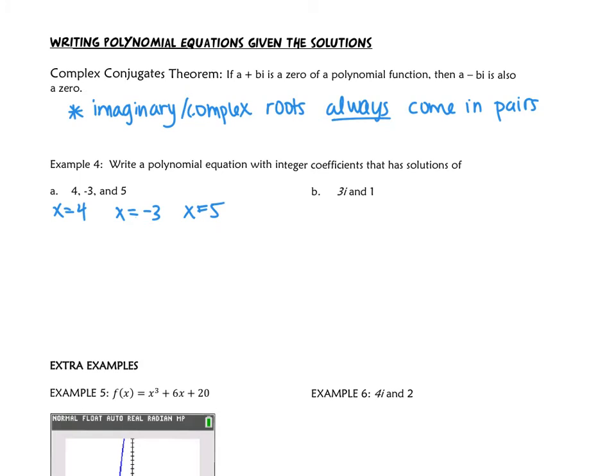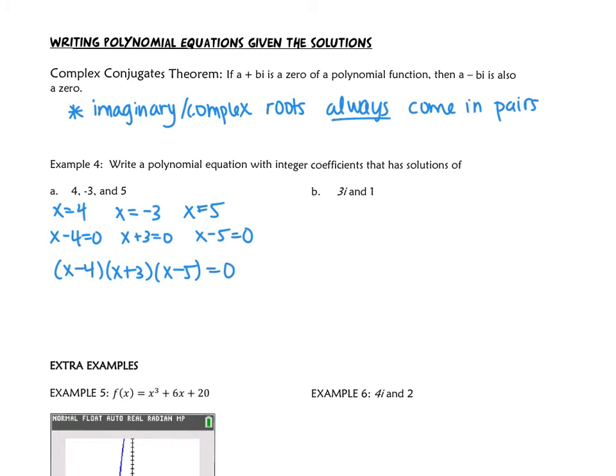What I want to do is make them factors. So if I move that 4 over, I get x minus 4 equals 0. I add 3, and I subtract 5. So hopefully you remember doing this. This now gives us our factors. So we have x minus 4, x plus 3, and x minus 5.